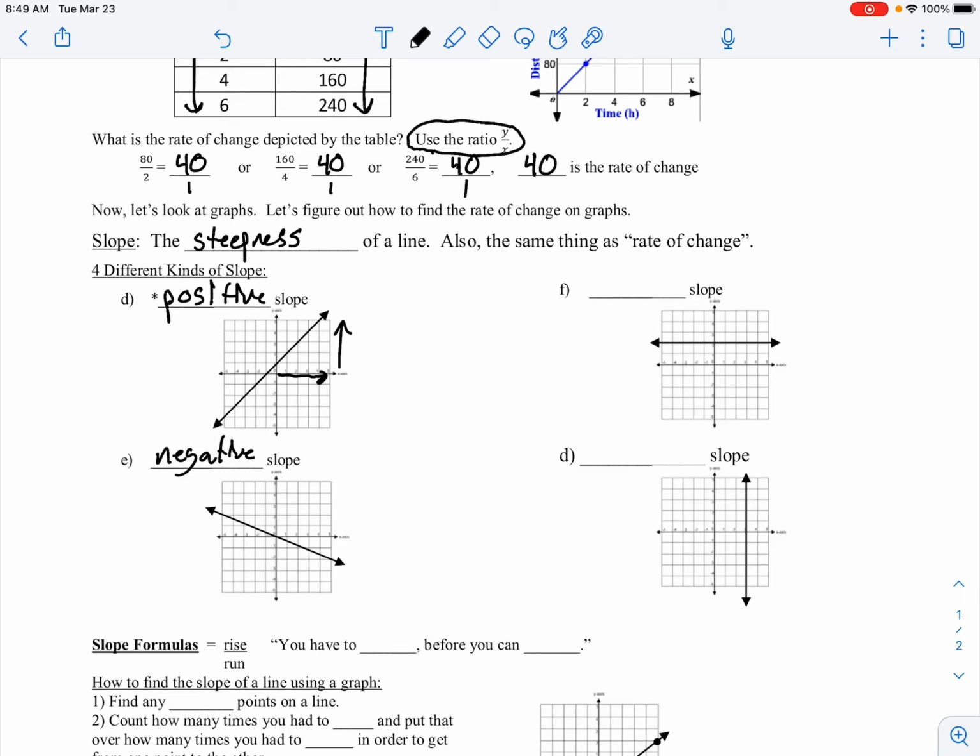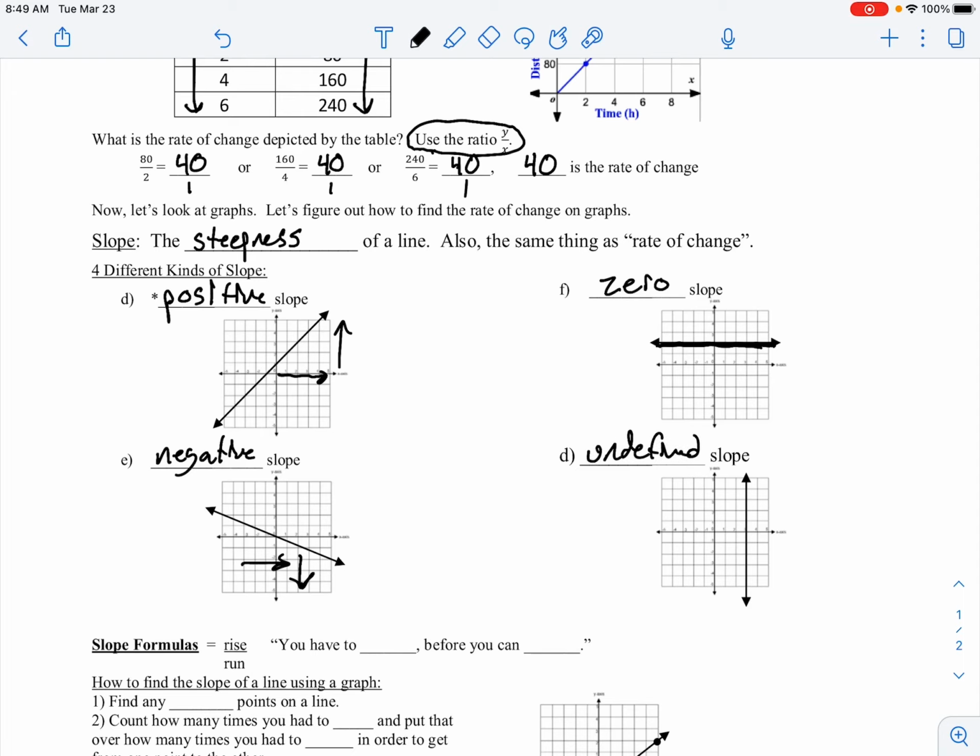There is negative slope, which means as we move forward in time, something is getting smaller. We have zero slope, which means there is no change in y as we go. So just a flat horizontal line is zero slope.